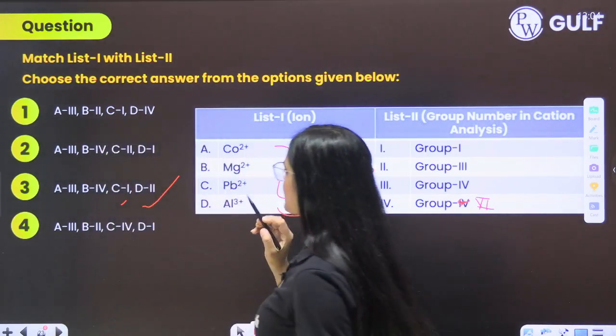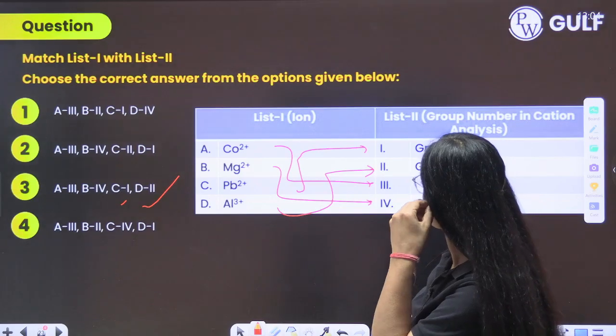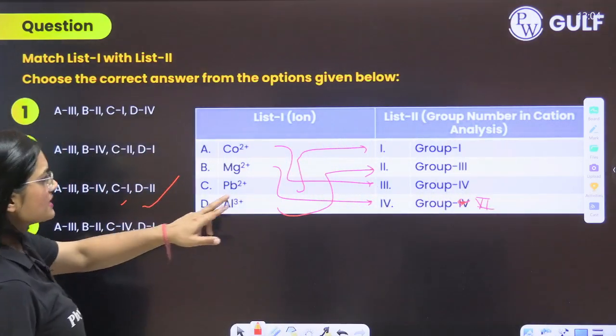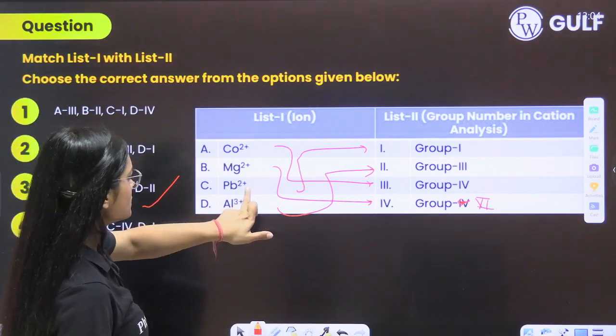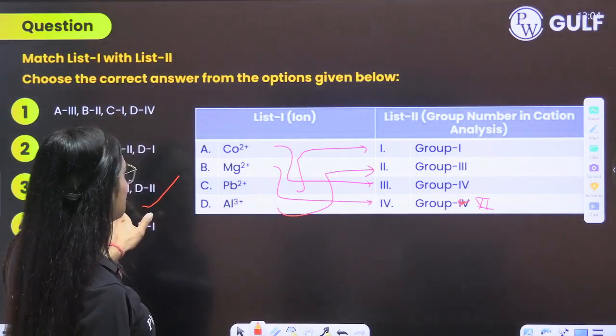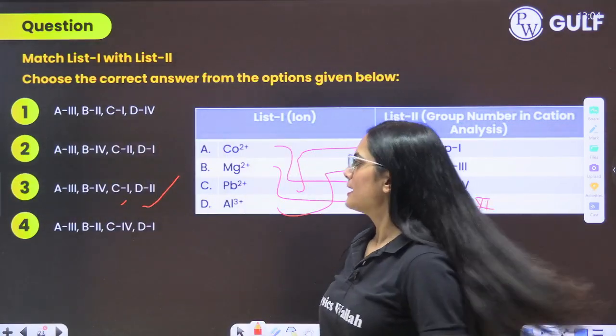So yes, here option number, what have they done here? D is matching with second. Your lead is matching with group 1. D is matching with 4th. Okay. Now option 3rd is correct over here. Next one.